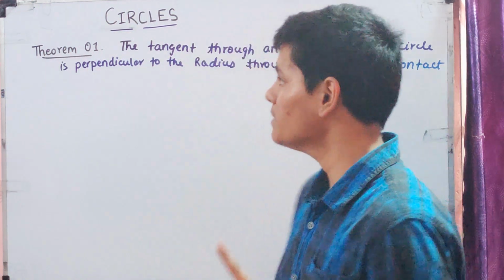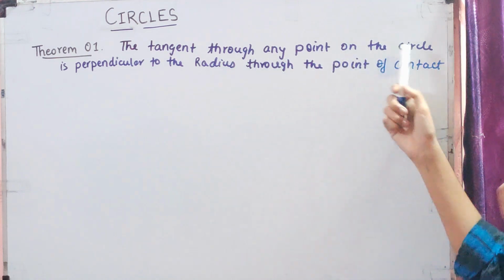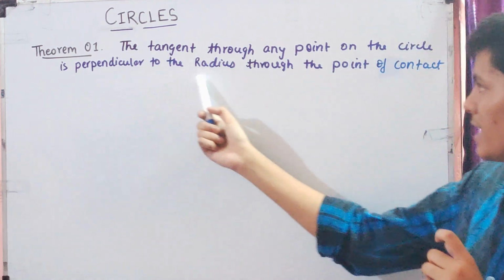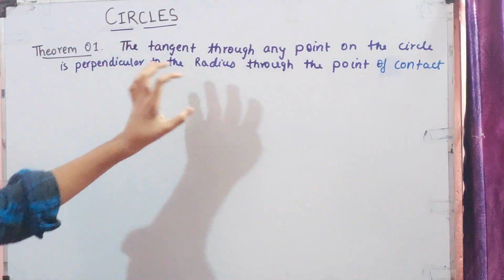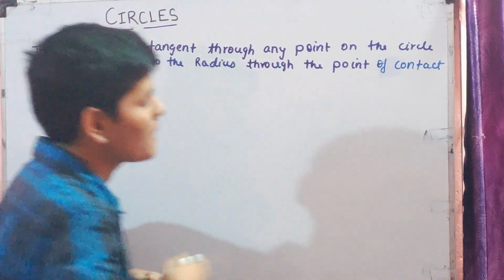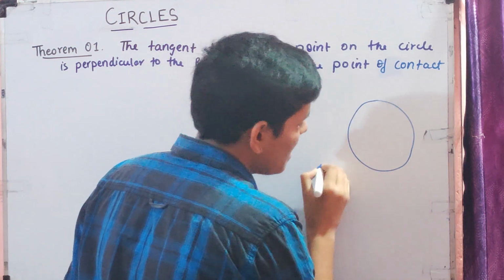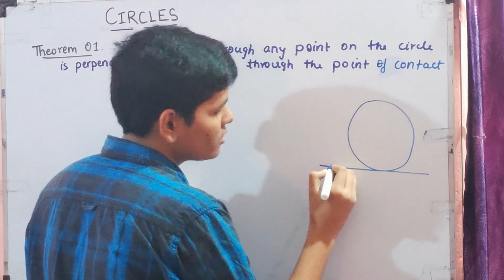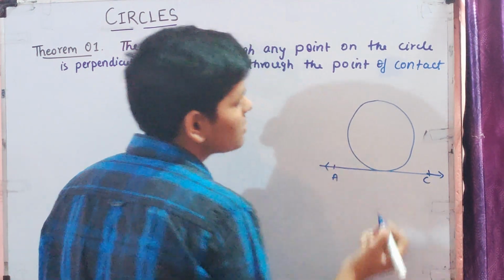The first theorem states that the tangent through any point on the circle is perpendicular to the radius through the point of contact. So what is the meaning of this? For that we need to draw a diagram over here. Suppose this is a circle and this is a tangent over here. So this is AC. It is a line, of course.